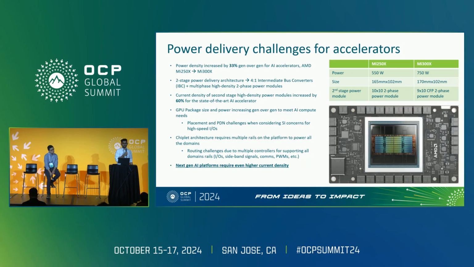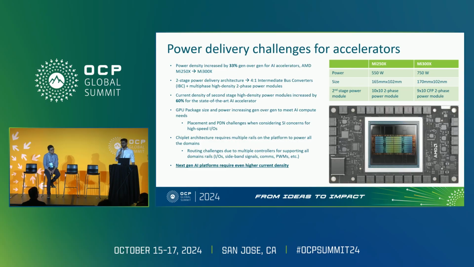And to make the PDN challenges more pronounced, to support the increased compute needs, the GPU package sizes are increasing. With that come the GPU keep-out zones: the mechanical keep-out zones from the package, and the mounting hole keep-out zones, areas that we have to avoid to get away from any of the SI concerns. The power component placement and PDN design challenges are getting even more difficult with the next generation AI platforms.